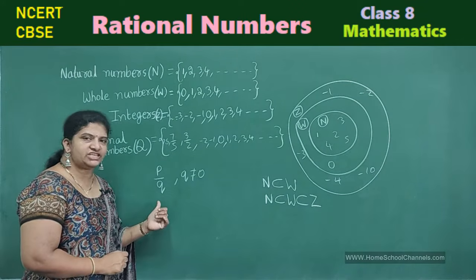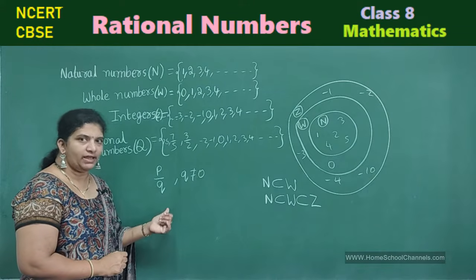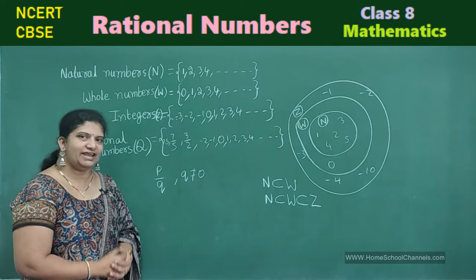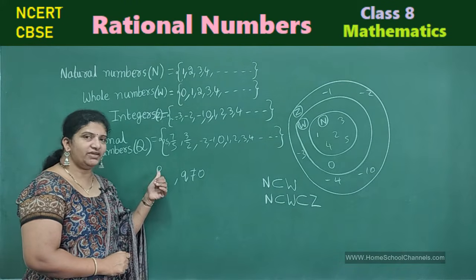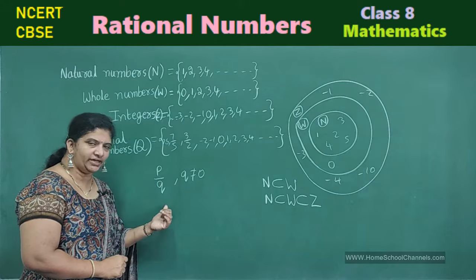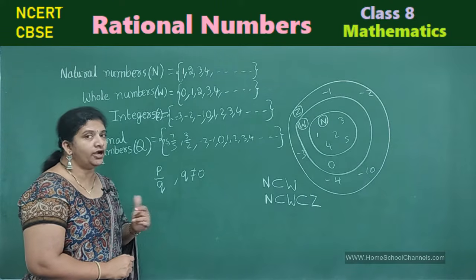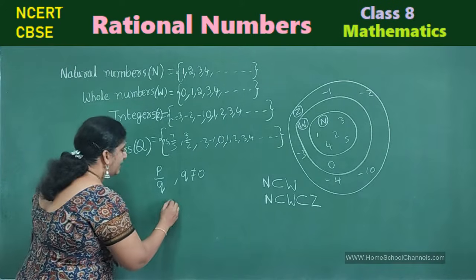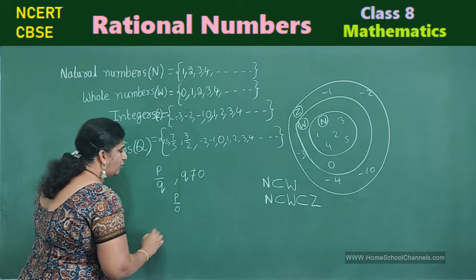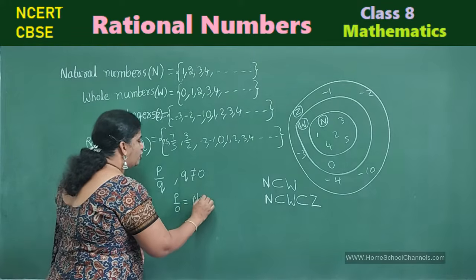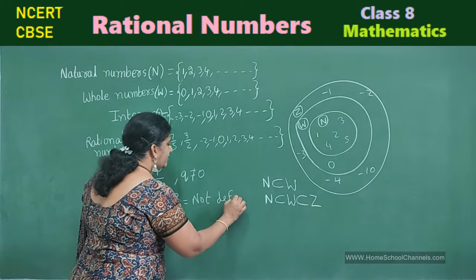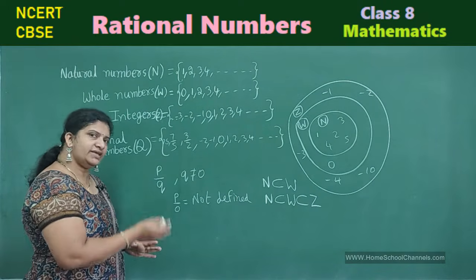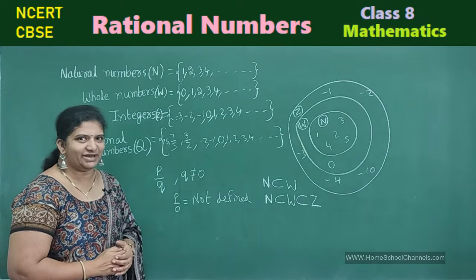The numbers which can be expressed in P by Q form, where Q is not equal to 0, are called rational numbers. It will have a numerator and a denominator, and the denominator is not equal to 0. If it is equal to 0, what happens? Let us say P by 0. Then P by 0 is not defined. The denominator will never be 0. If it is 0, then it is not a rational number.